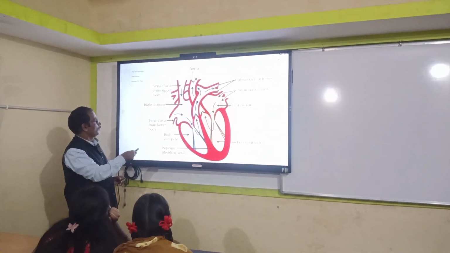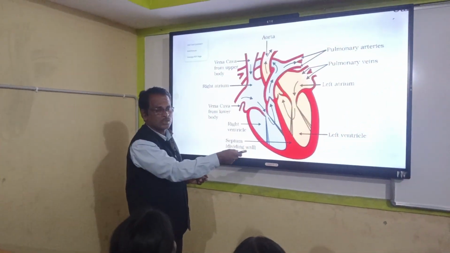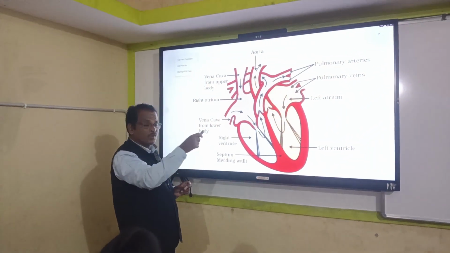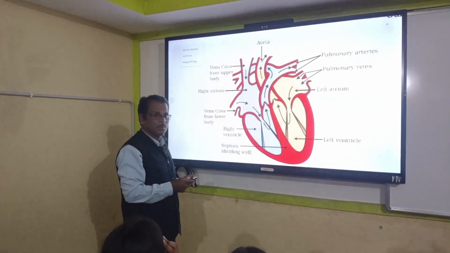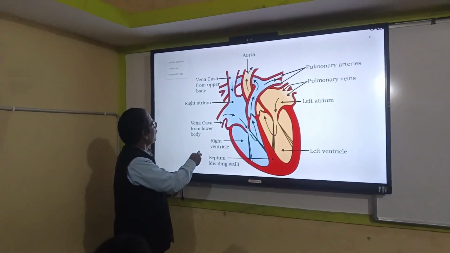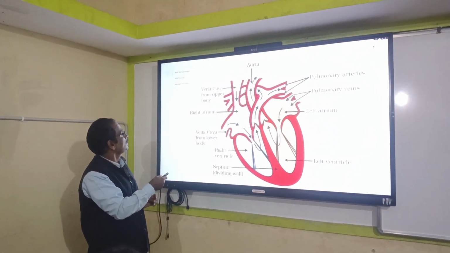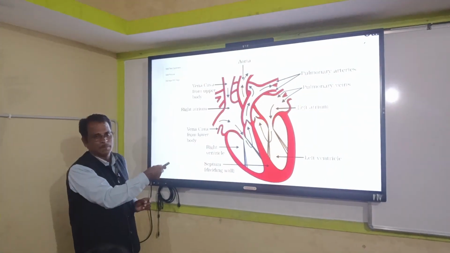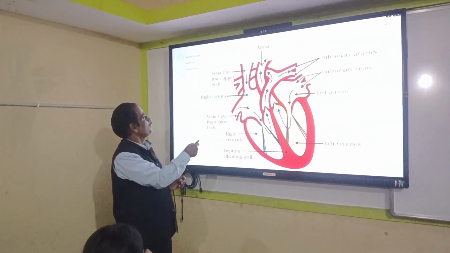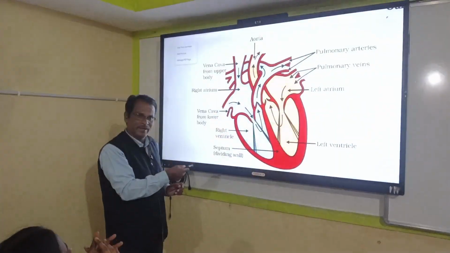The aorta will supply pure, oxygenated blood with glucose to all parts of the body. From there, the carbon dioxide will be released to the heart, and that will be collected by the superior and inferior vena cava and supplied to the heart, that is, to the right atrium. From this right atrium the blood will come down to the right ventricle.